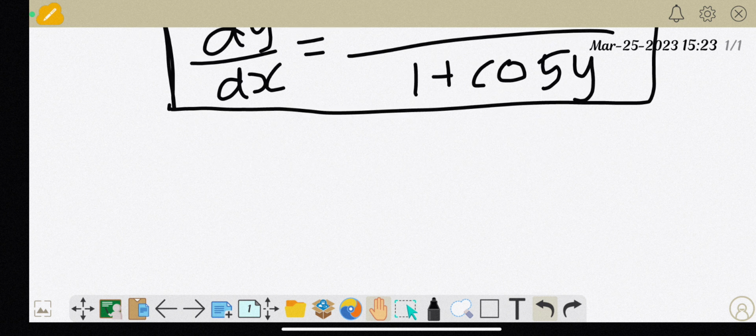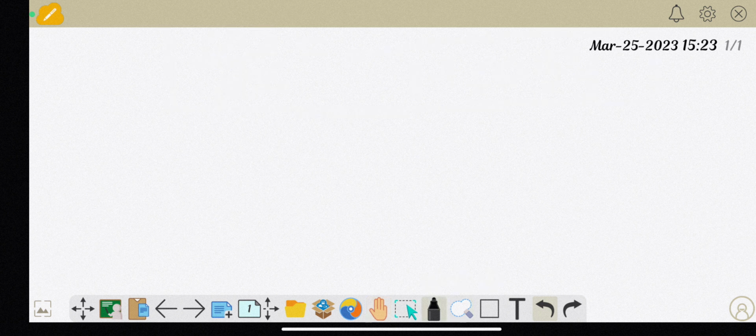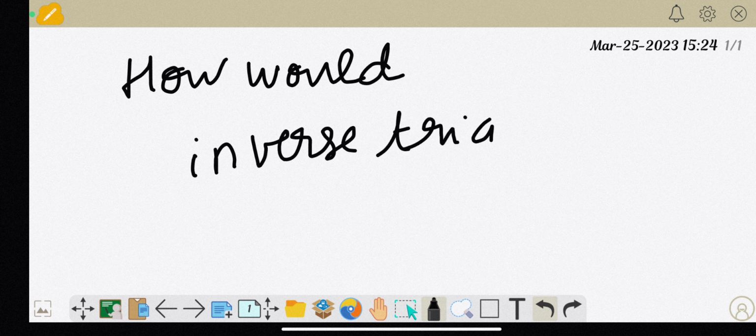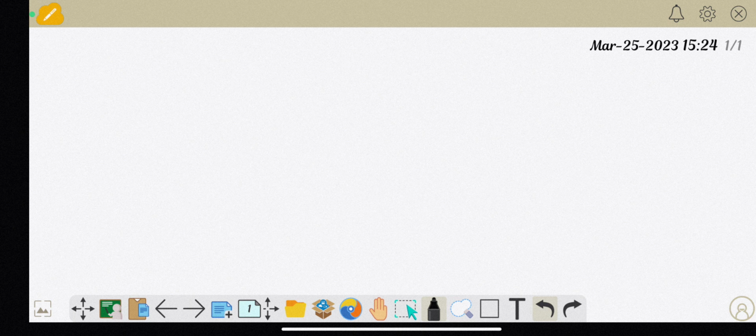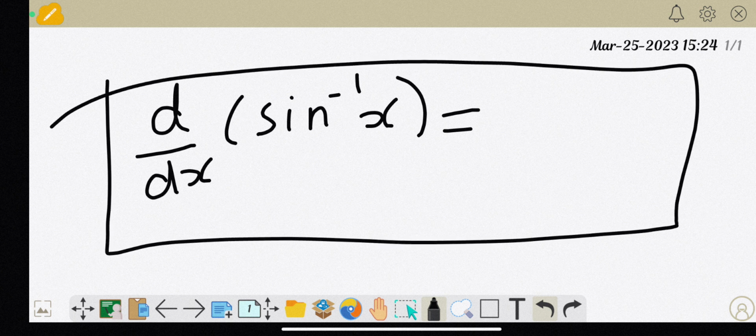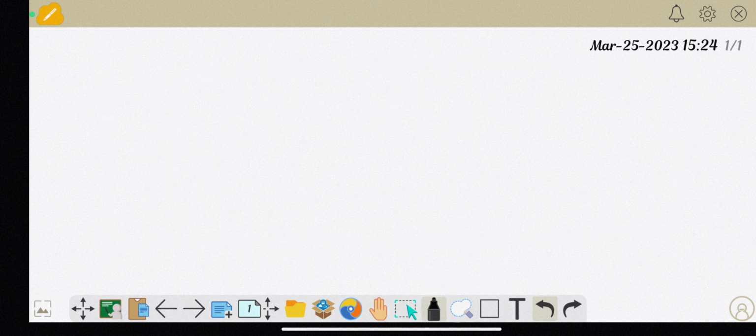Okay, now let's go to how you would differentiate an inverse trigonometric function. So see, honestly, even I forget if I am asked what is the differentiation of sine inverse x. It is not possible for me to remember the formula every time. But see, you can usually derive it.